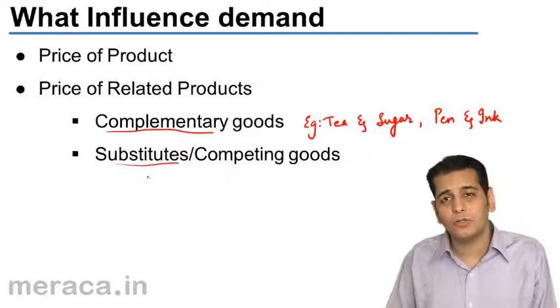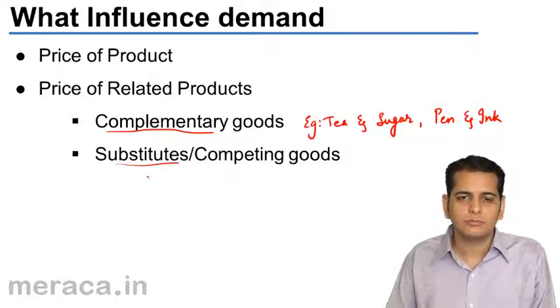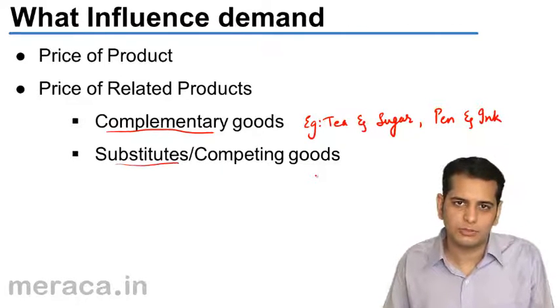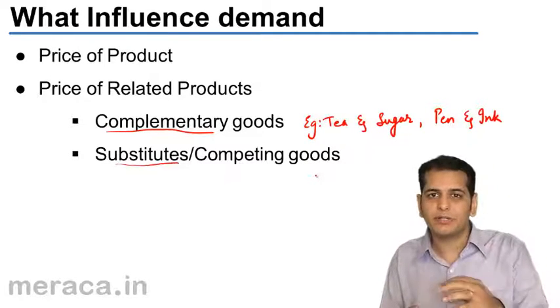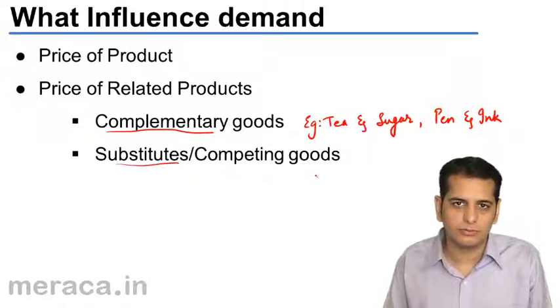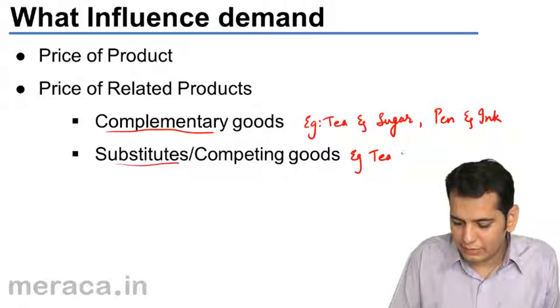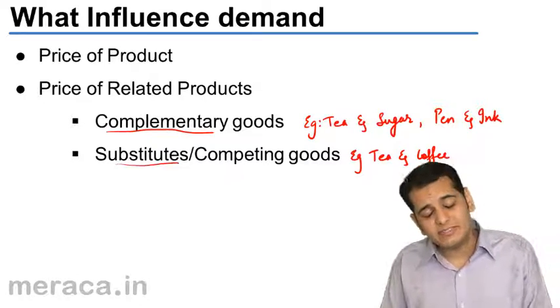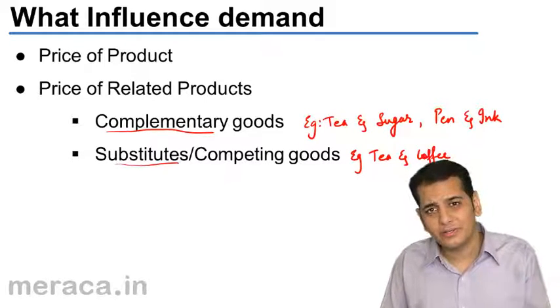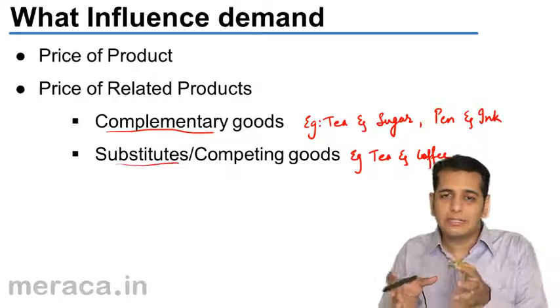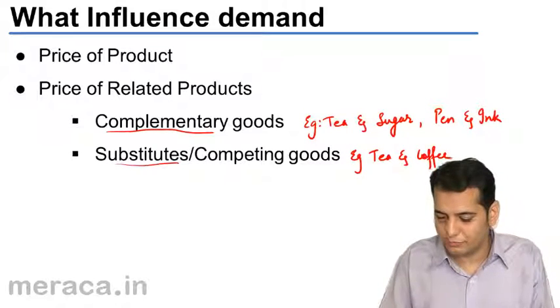Now what are substitutes or competing goods? Substitutes are those goods which fight with each other for consumption, which can be substituted or replaced by some other good. For example, tea and coffee. You can easily replace tea with coffee. You either drink tea or drink coffee. You generally do not drink both. So what happens is tea can be substituted with coffee.